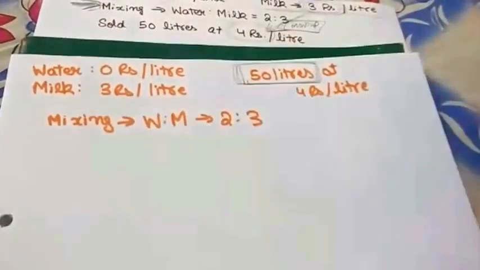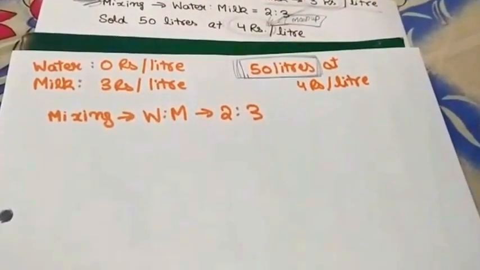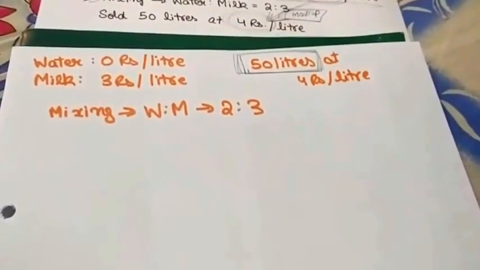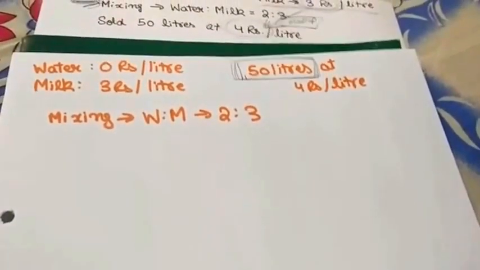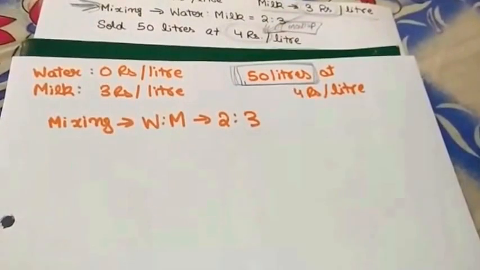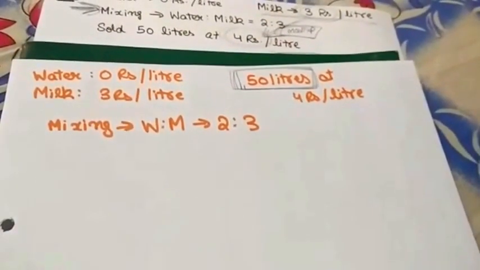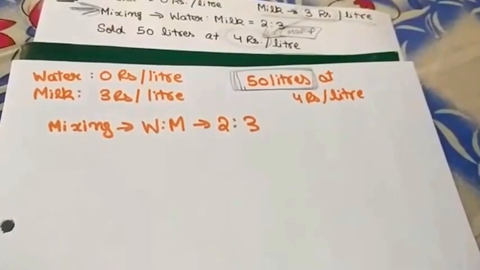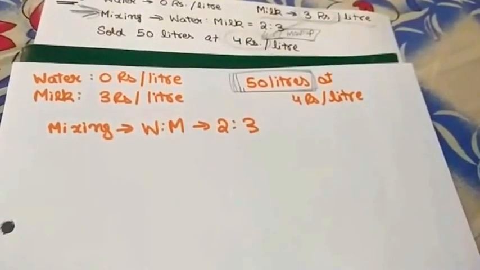you will see that this value is not really relevant when you just have to calculate the profit percentage. So, if you just analyze this question again, initially we had mixing of water and milk in the ratio 2 is to 3. For the milkman, water cost nothing and milk cost 3 rupees per liter. And eventually, that milkman sold it for 4 rupees per liter.